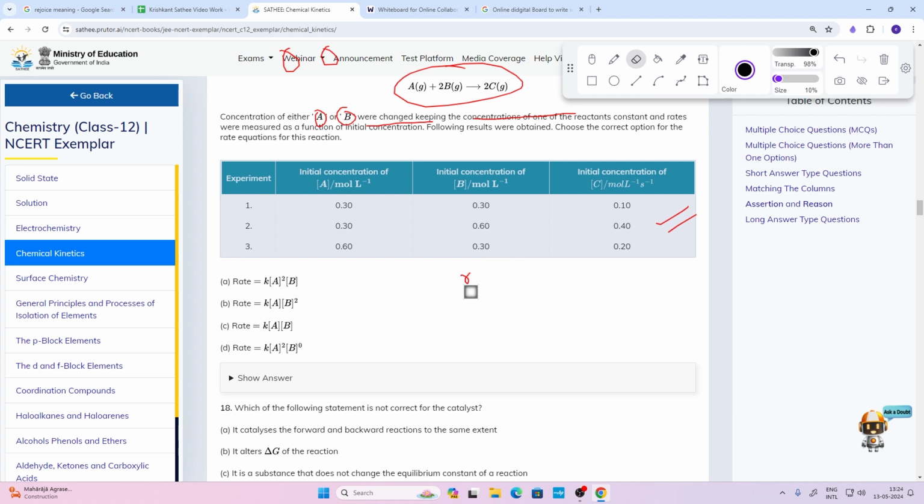So if I write it for the first one, R1 will be equal to K, A, B, C. We have three things, A, B and C. If you write it for R1, then it will be K into 0.3. Suppose it is X order with respect to A and Y order with respect to B.